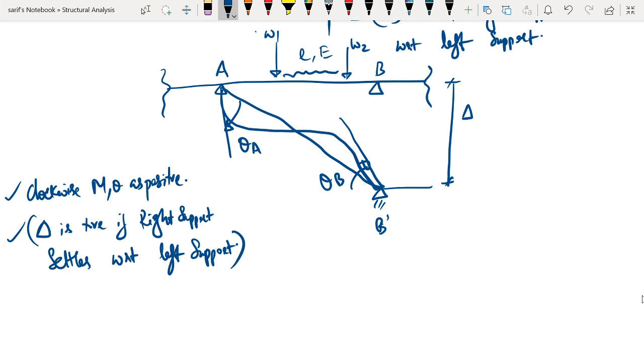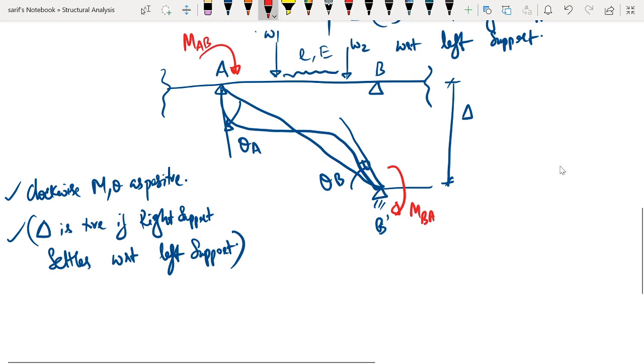And let us assume that the moment at this support is MAB, that is the moment at A for the span AB. Similarly, the moment here, let us assume it as MBA, that is the moment at B for the span AB. All have been assumed clockwise, and clockwise we have assumed as positive. Now, what we need to do is develop equations for MAB as well as MBA. Let us see how we are going to do this.